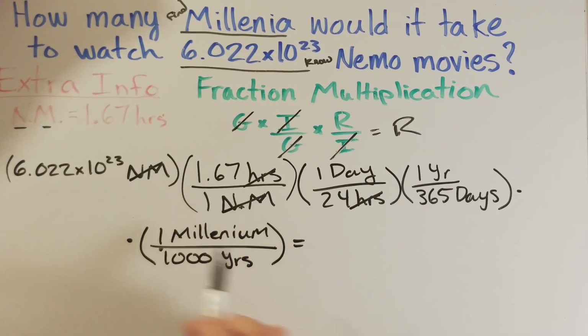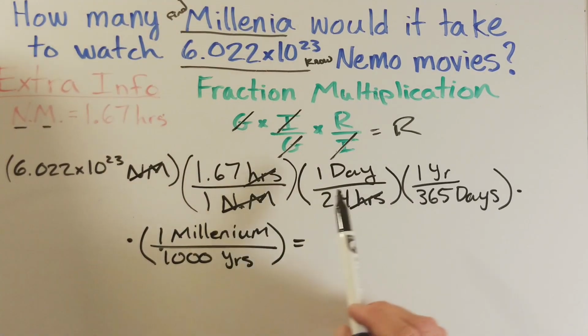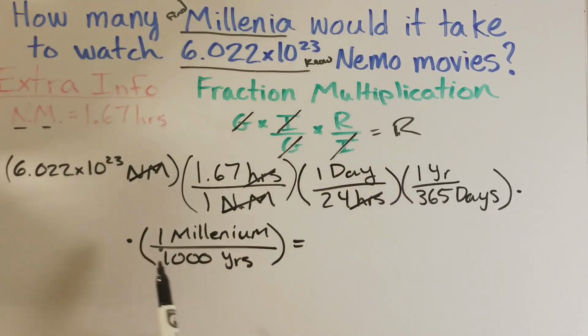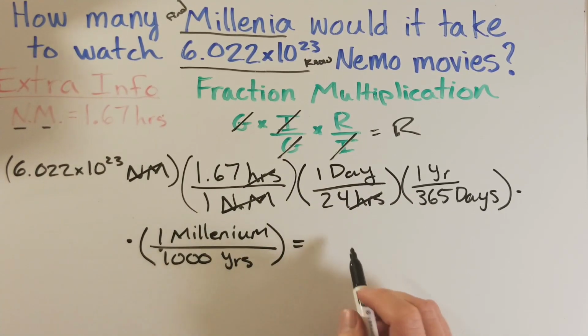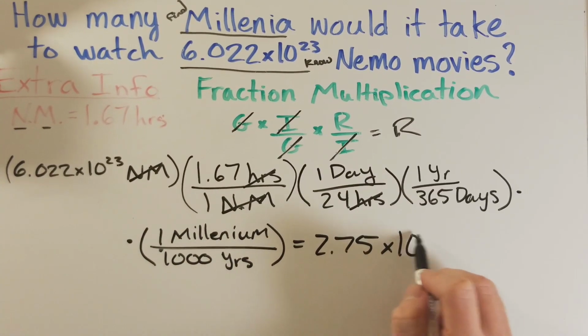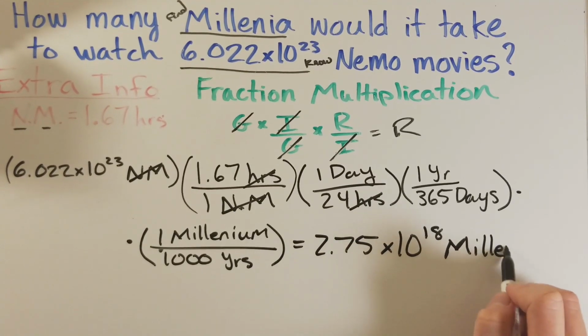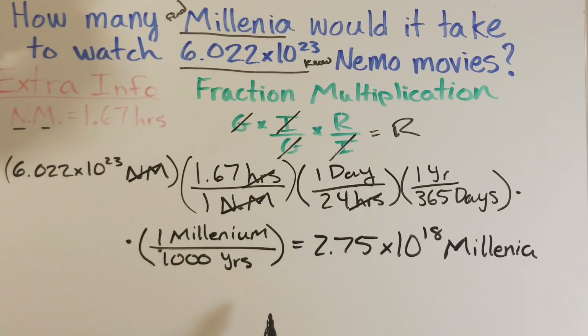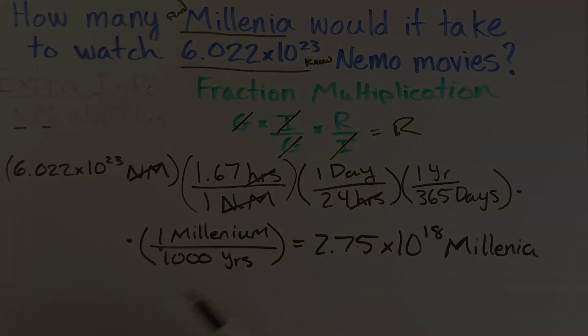Okay, now if you multiply this all across, 6.022 times 10 to the 23 times 1.67 hours times 1 day times 1 year times 1 millennium divided by 24 hours, 365 days, and 1,000 years, we would arrive at the solution of 2.75 times 10 to the 18 millennia. And that is how you do dimensional analysis. Hopefully this was useful, and hopefully you learned something.